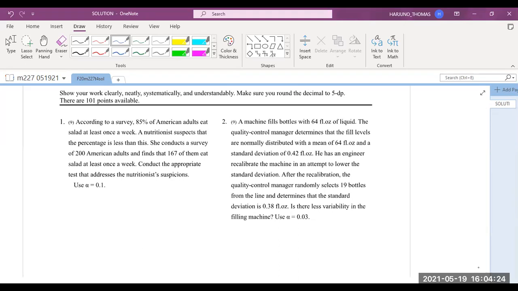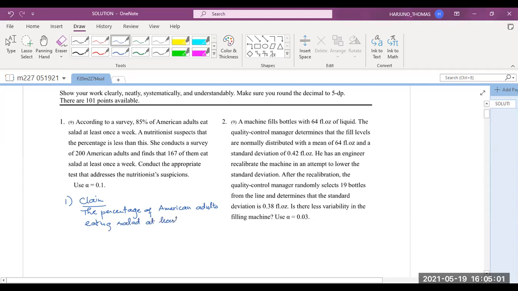That is, the claim: the percentage of American adults eating salad at least once a week is less than this, and this is 85%.